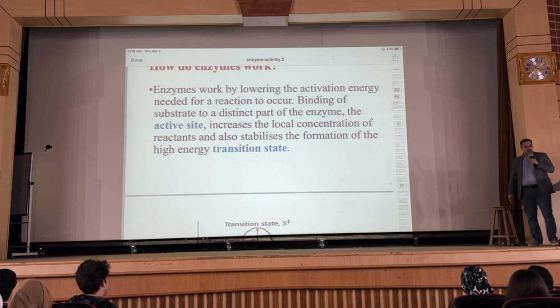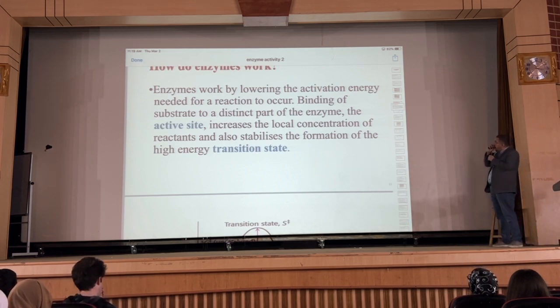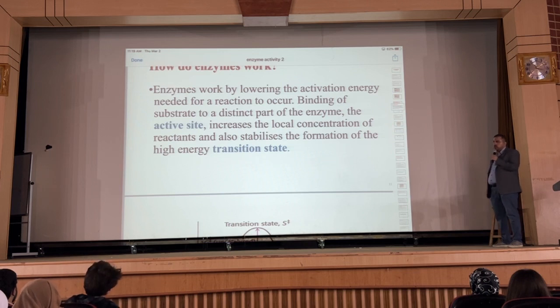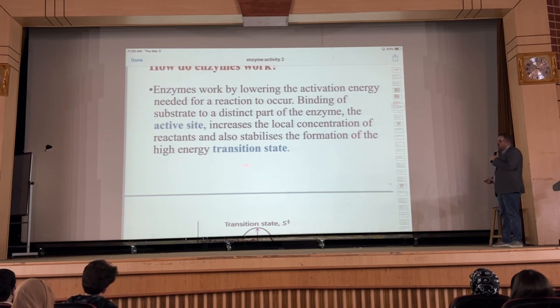How do enzymes work? Enzymes work by lowering the activation energy needed for the reaction to occur. Binding of the substrate to a specialized area on the enzyme, which is called the active site, increases the local concentration of the reactant, and also stabilizes the formation of the high energy transitional state.